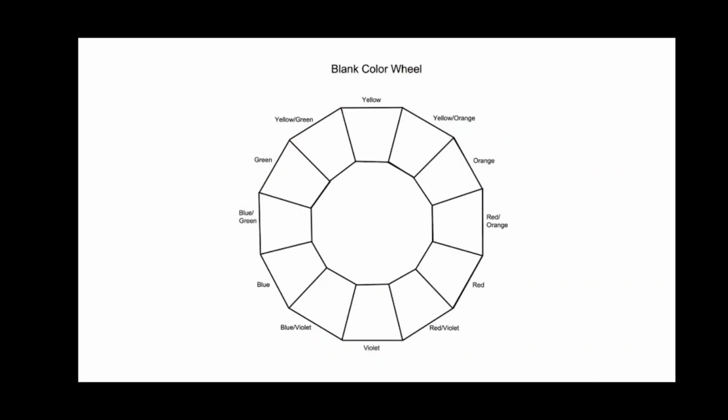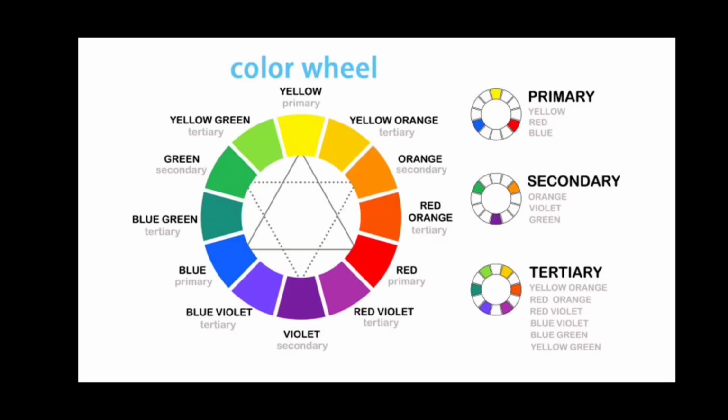You can also create a color wheel on your own. First we have to pick the primary colors as shown in this picture. Next you can add the secondary colors next to the primary colors, and similarly you can add the set of tertiary colors to complete the color wheel.